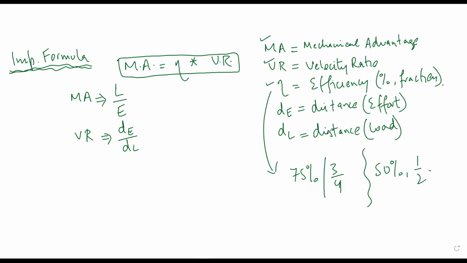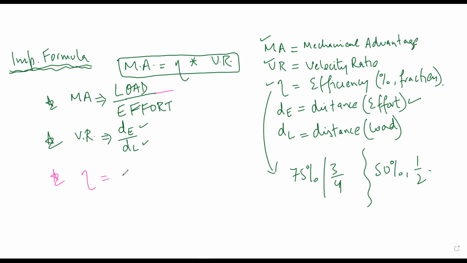The first formula that we need to understand is that mechanical advantage is equal to load upon effort. This is my load and this is my effort. The second formula is that velocity ratio is equal to distance moved by effort upon distance moved by load. The trick is: mechanical advantage is load upon effort and velocity ratio would be dE upon dL. This is just the reciprocal of this. Any doubt?